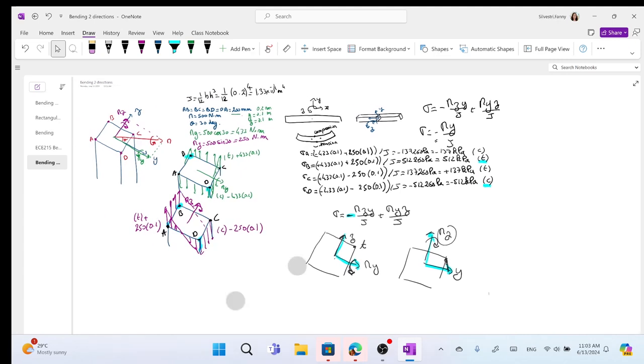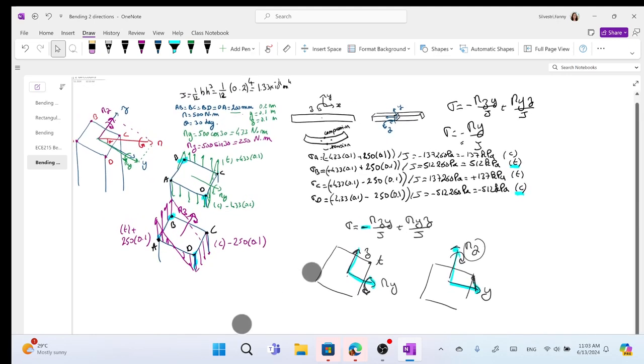So here we go. And this is also why we have the negative sign on the formula by itself, because when the moment is positive, the top fibers are in compression, negative. So that's why we need to include the minus.